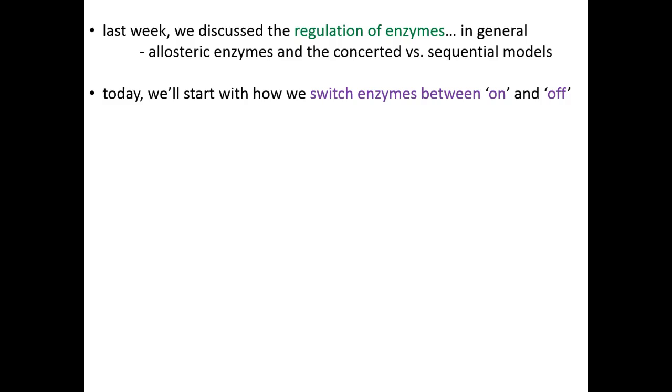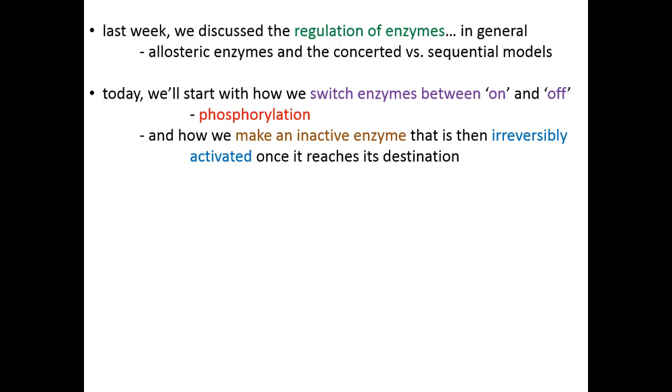Today, we'll start off with talking about some more dramatic regulation, essentially how we can turn enzymes on and off. Period. Turn an enzyme completely on and completely off. We're talking about a true toggle switch between 2 states, and that will be phosphorylation.